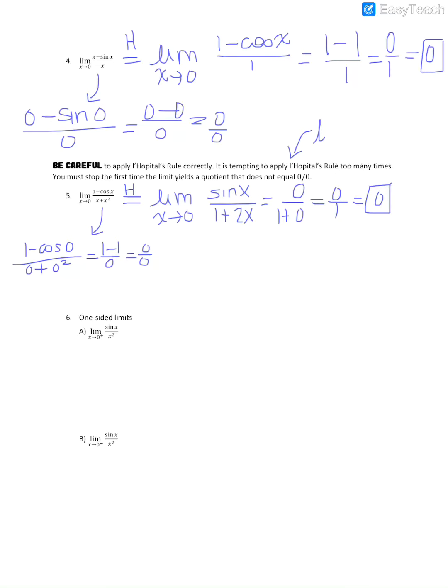I want to just show you something. If you accidentally, let's say you were at this point, and you saw that the top was going to be 0, and you were like, oh, you got to do L'Hopital's. Okay, I just want to show you what would have happened. If you accidentally did L'Hopital's again, on the top, you would get negative cosine x. Sorry, positive. On the bottom, you would get 2. Cosine of 0 is 1 over 2. So you actually get a completely different answer when you apply L'Hopital's rule at the wrong time. Okay, so just be careful.